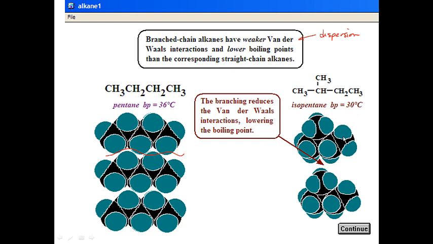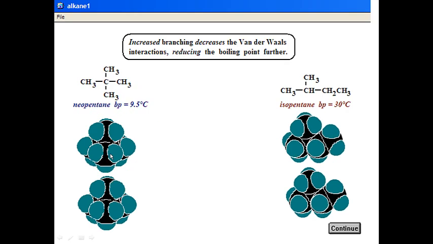Okay, and so if I went to now the neopentane, which almost looks like a sphere, it's so spherical in its shape, those two spheres have very little surface area to come in contact with, and so there you see the boiling point take a huge drop from 30 to 9.5 degrees, and so here we can see there are weaker dispersion forces because there's less contact area.